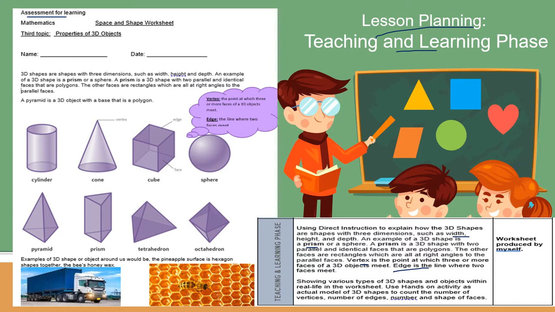An example of a 3D shape is a prism or a sphere, okay? This is where I actually use this knowledge on my worksheets. Let's read on the worksheets, explaining what is a prism. A prism is a 3D shape with two parallel lines. It's important for you to emphasize the meaning of parallel, because kids sometimes tend to forget. And you explain that a parallel line is a line that never intersects.